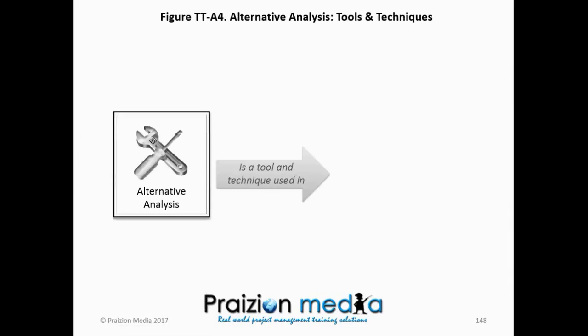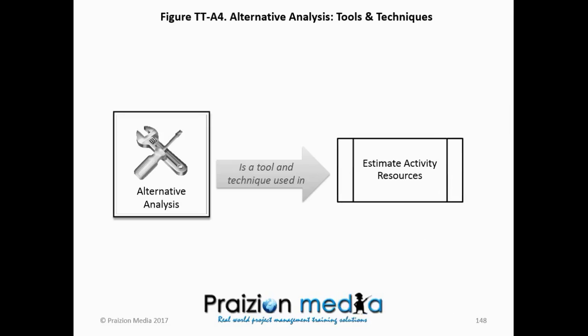The next tool and technique is alternative analysis. It's a tool and technique used in estimate activity resources, because this is where we look at the various resource options and decide, should we use a highly skilled resource even though it costs more than using a less skilled one, or should we use a handheld manual device as opposed to an automated system or device? So you look at different alternatives, but you also need to think about the cost and other factors associated with these resources.